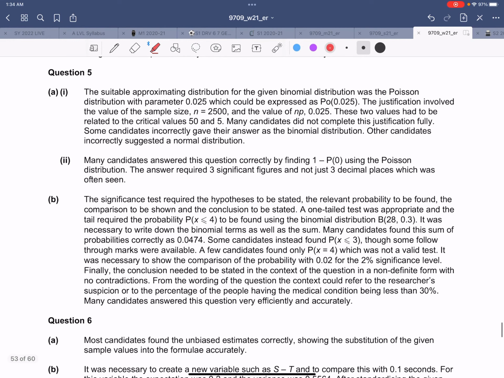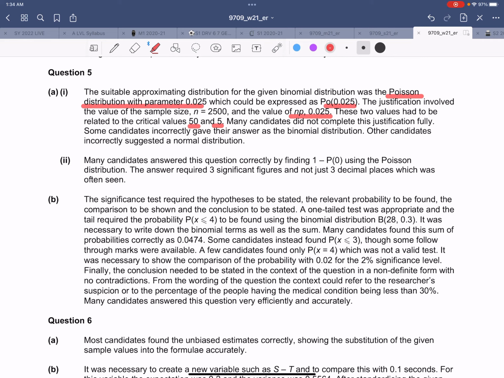Question number 5 was about the suitable approximating distribution for the binomial, which was the Poisson distribution with certain parameters. The justification involved the value of the sample size and the value of np. n is greater than this and np is lesser than this. Critical values 50 and 5. Many candidates did not complete the justification fully.